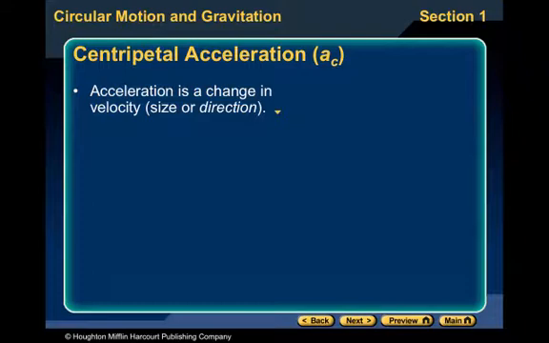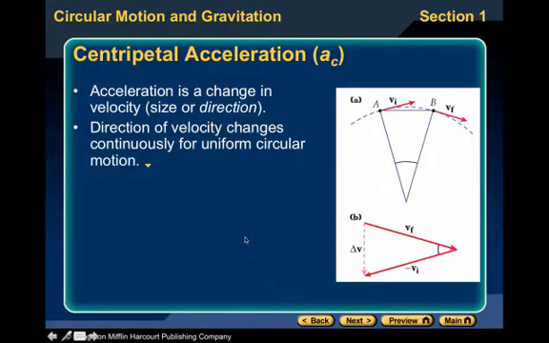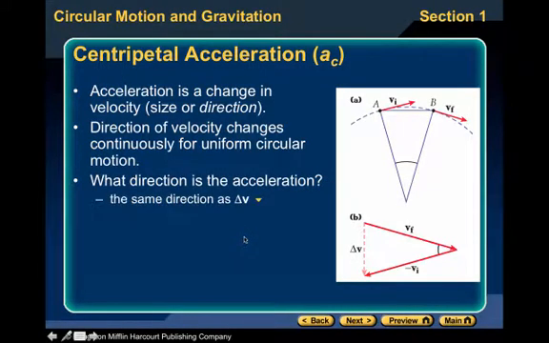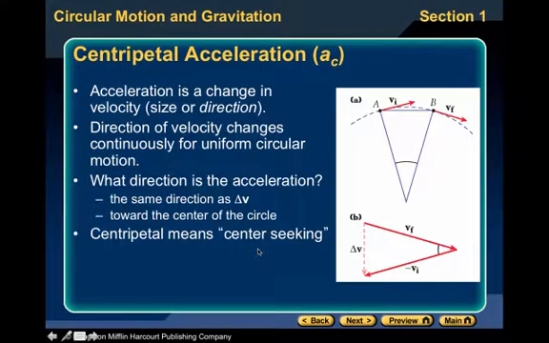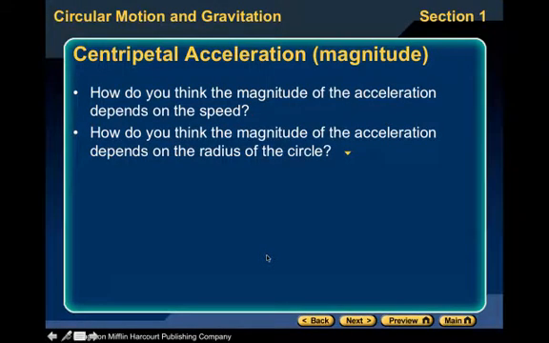Centripetal acceleration we represent by AC. Since we have a change in velocity because we had a change in direction, we do have an acceleration. It's not necessarily a change in the speed, but it's looking at the change in the direction. And that acceleration is towards the center of the circular motion, towards the center of a circle. Centripetal means center seeking, and so the magnitude depends on the speed.